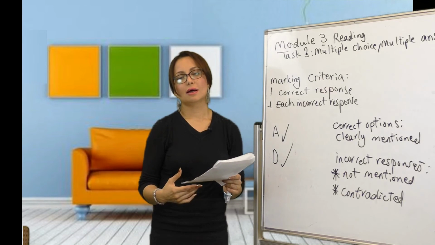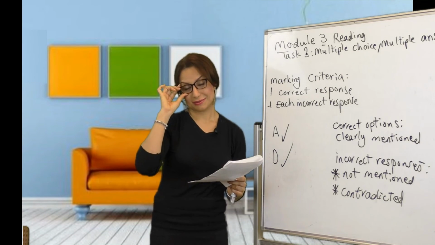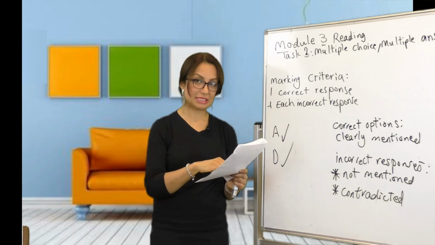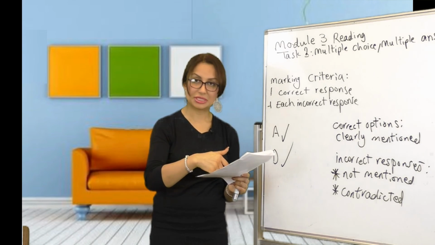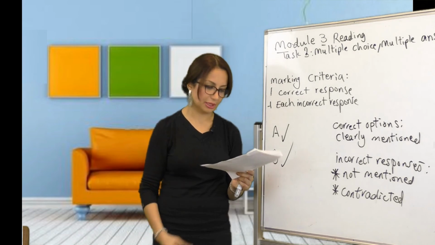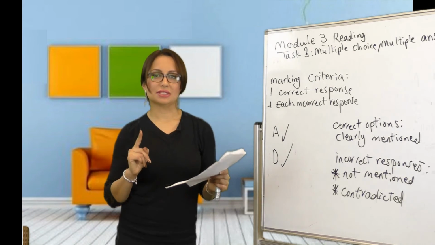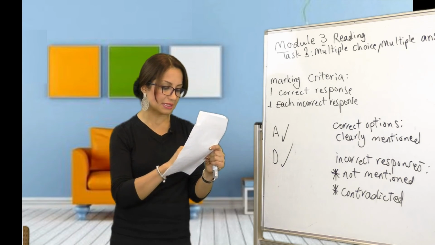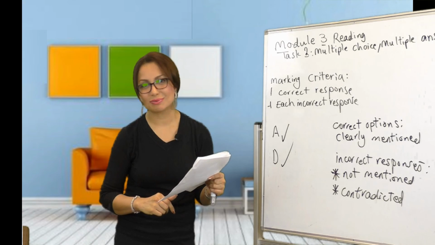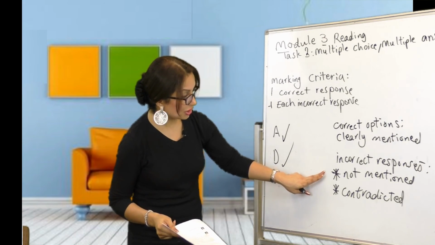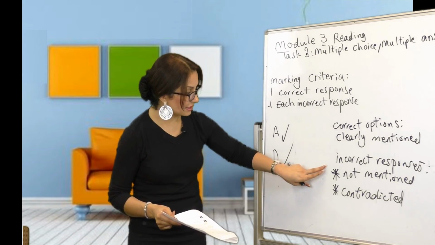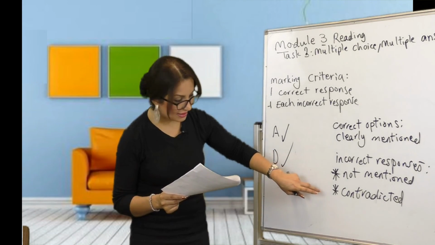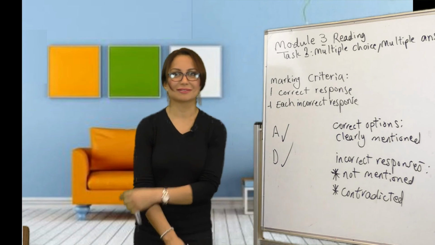Here, we come across a new technique. You cannot expect order. You may find, for example, D before A or D before B. Yes, this is quite common. And now, as an activity, go back to the text and find out why B, C, and E cannot be the correct responses. Are they not mentioned or contradicted? So as an activity, try to do this one. Make sure that B, C, and E are either not mentioned or contradicted.